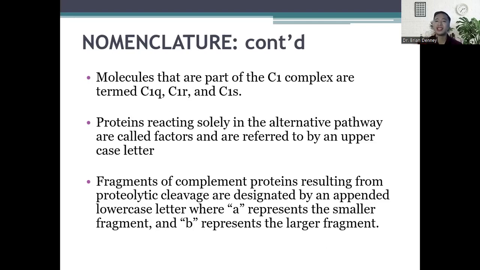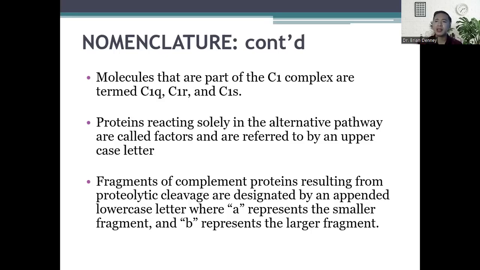So I hope you're getting it now. C2, let's try C2. When it goes through proteolysis, what are the fragments produced? I'll give you 5 seconds to answer. Correct. C2A and C2B. But take note: A represents the smaller fragment. B represents the larger fragment.